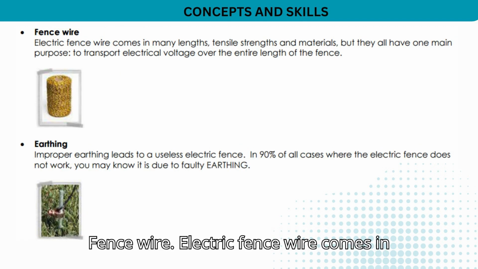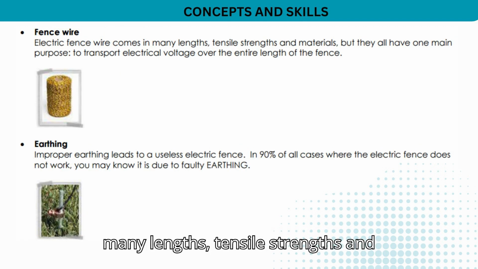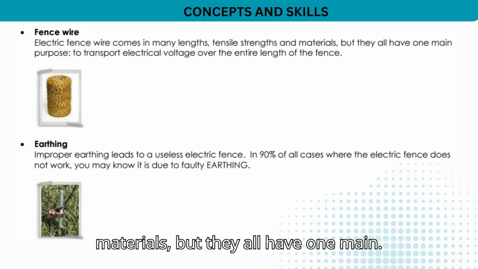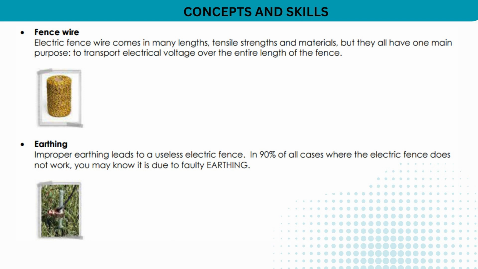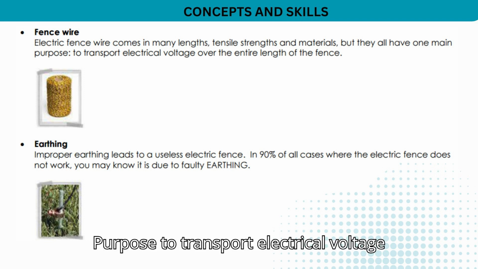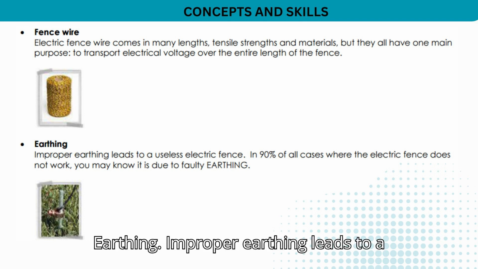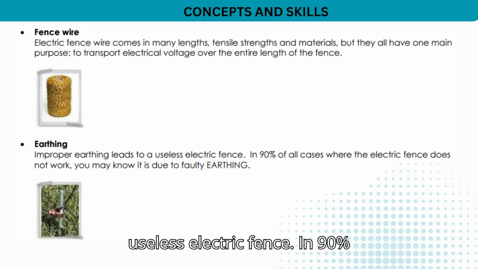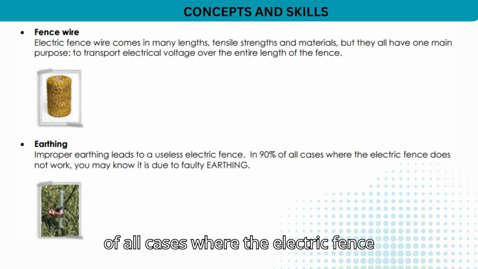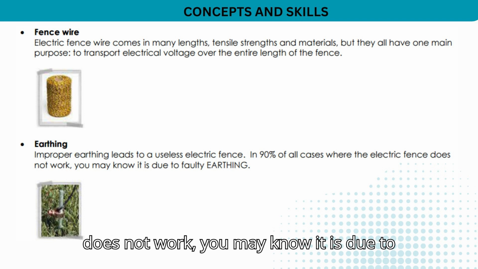Fence wire. Electric fence wire comes in many lengths, tensile strengths and materials, but they all have one main purpose: to transport electrical voltage over the entire length of the fence. Earthing. Improper earthing leads to a useless electric fence. In 90% of all cases where the electric fence does not work, you may know it is due to faulty earthing.